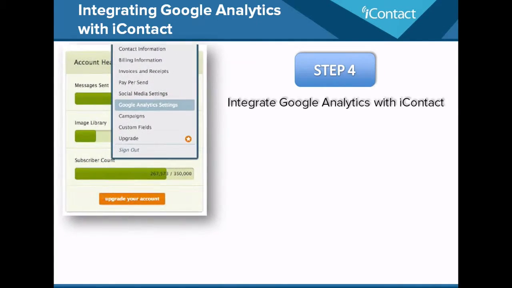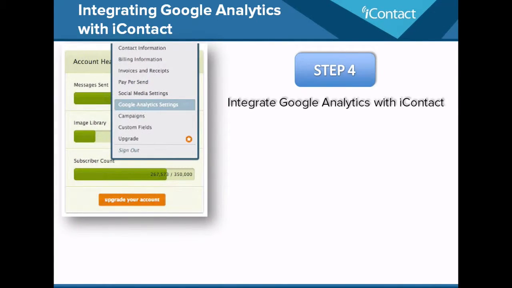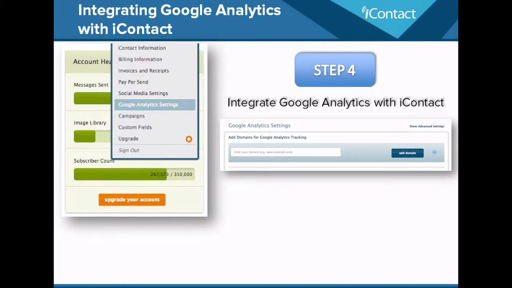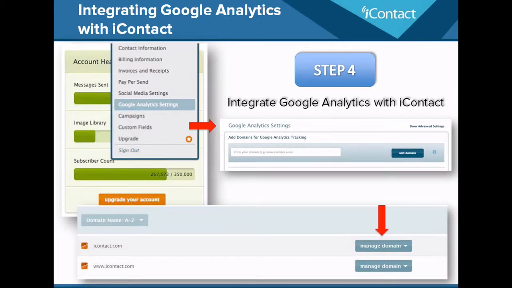Simply click the Account drop-down and select Google Analytics Settings. Under Manage Domains, add any domains and subdomains you'd like Google Analytics to track. Be sure to enter the domain with and without the www. For example, if you were tracking iContact's domains, you would enter www.icontact.com and icontact.com. Once your domains are entered, the setup is complete.